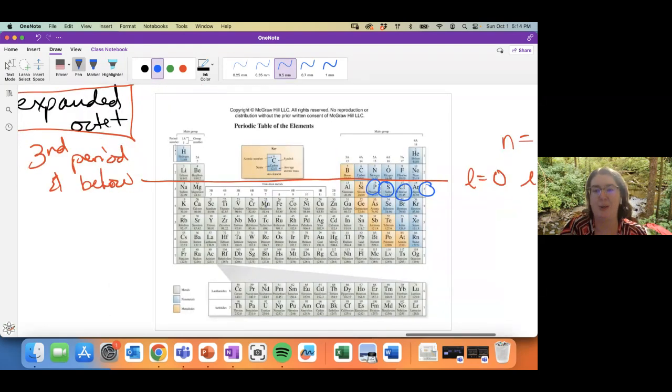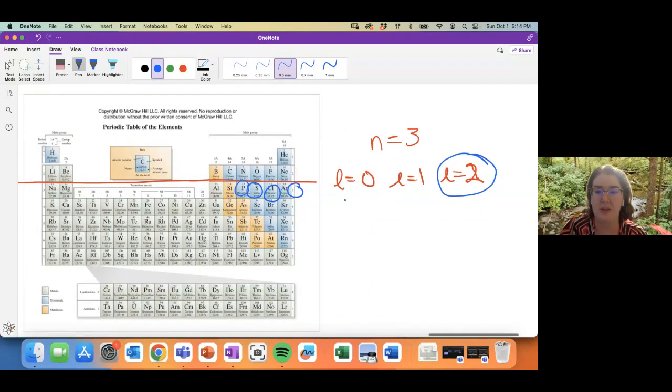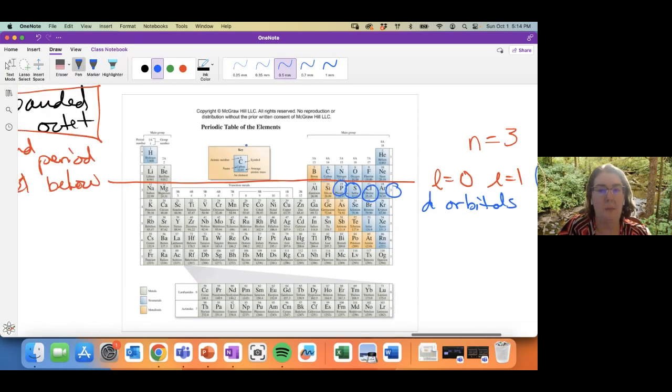I admit that I didn't actually explain why that works. It's because of d orbitals. That's why it's n equals 3 and not earlier.